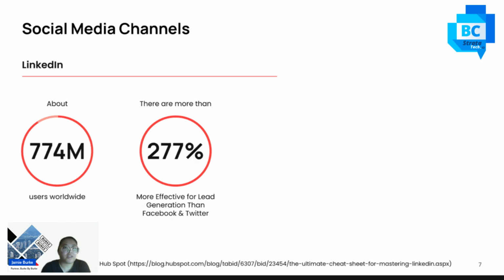Okay. The last one I'm going to talk about here is LinkedIn. And this is actually the one that I personally use the most, and where I've personally seen the most dividends as well. It doesn't have as many users, 774 million users worldwide, as if that's a small number. But it's still a large portion of a large audience, and increasing in numbers in Vancouver.